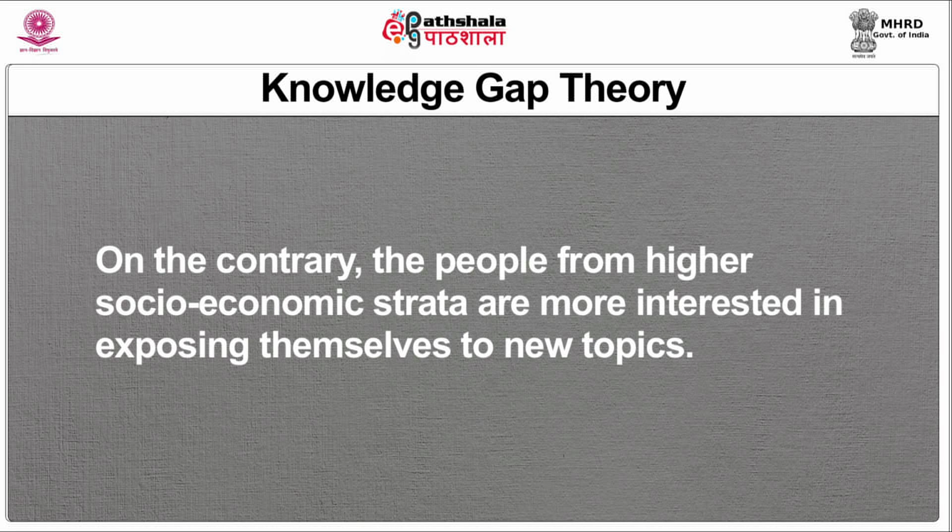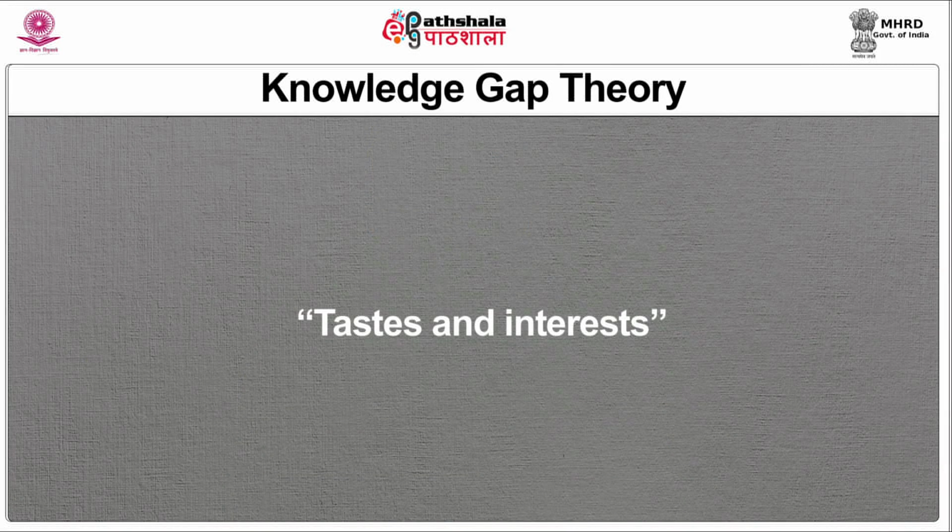On the contrary, the people from higher socio-economic strata are more interested in exposing themselves to new topics. Mass media, owing to its commercial and profit-making nature, is inclined to cater to the tastes and interests of the people belonging to the higher socio-economic status. Lastly, the researchers identified 3 variables that could diminish the knowledge gap in a society.